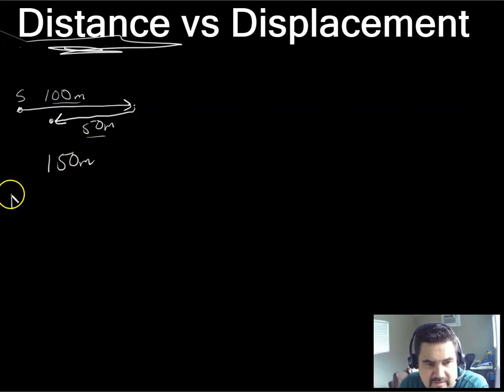So you would say the distance, I'm going to put DIST for distance. If I put DIS, that's not enough because they both start with DIS. So I'm going to put distance is equal to 100 meters plus 50 meters.